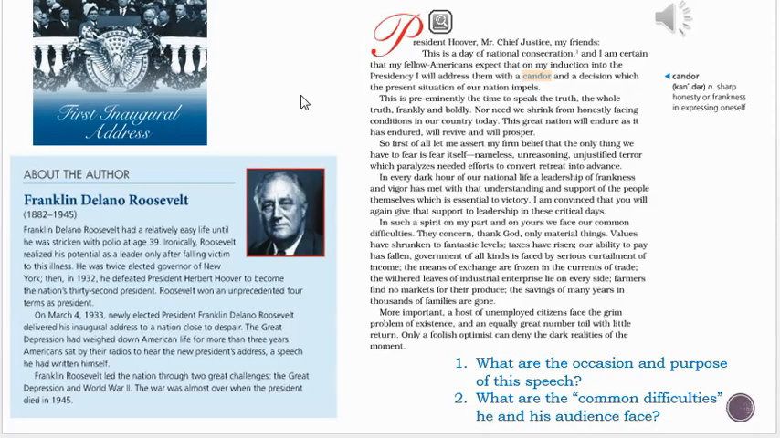The questions that you should be able to answer after reading this are, what are the occasion and purpose of this speech? And what are the common difficulties, and remember they're in quotes, so you might want to look for those as clue words, that he and his audience face. You can pause the recording here and read slide 1.